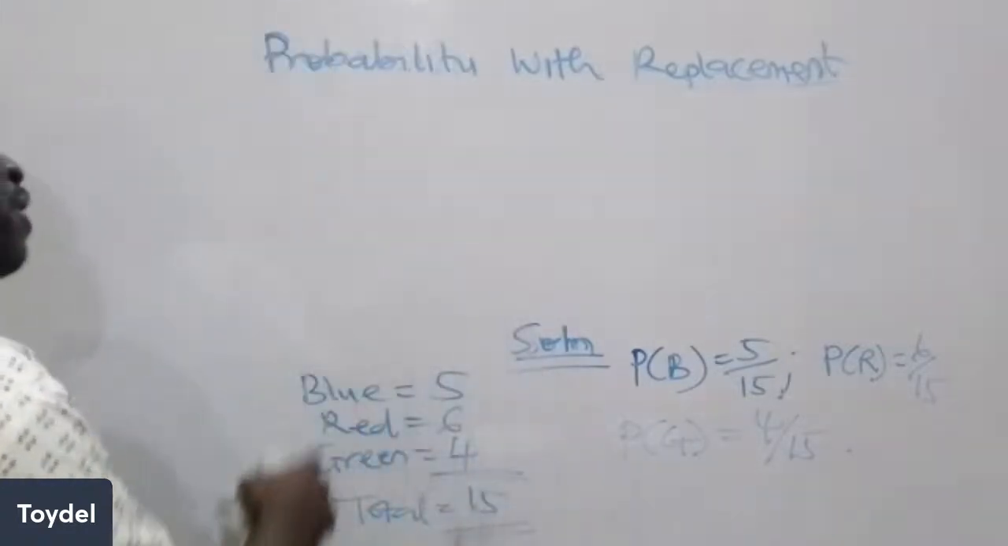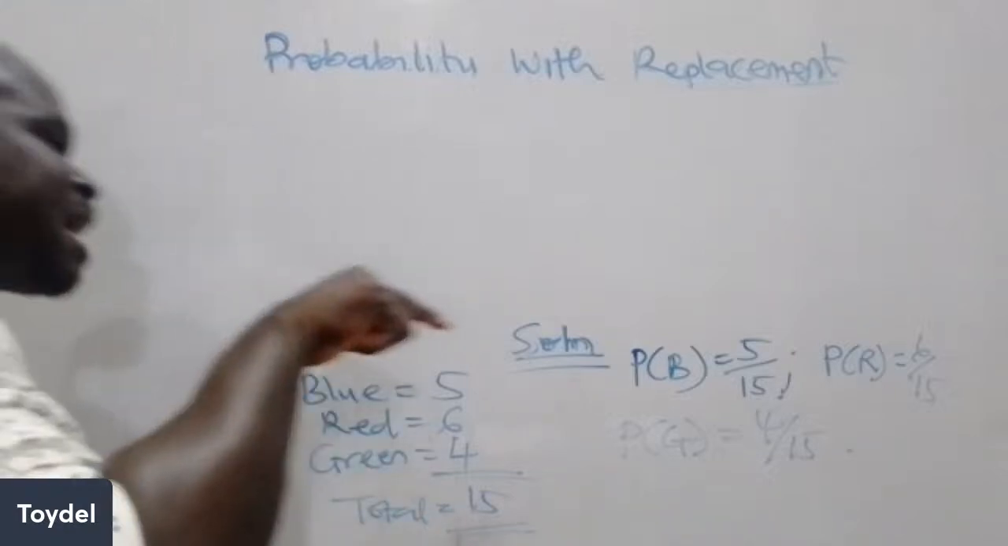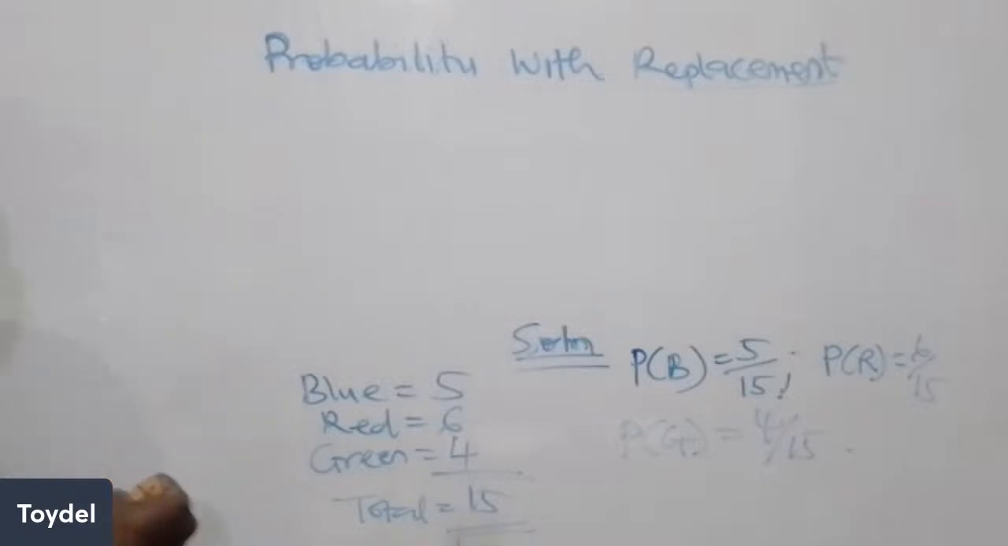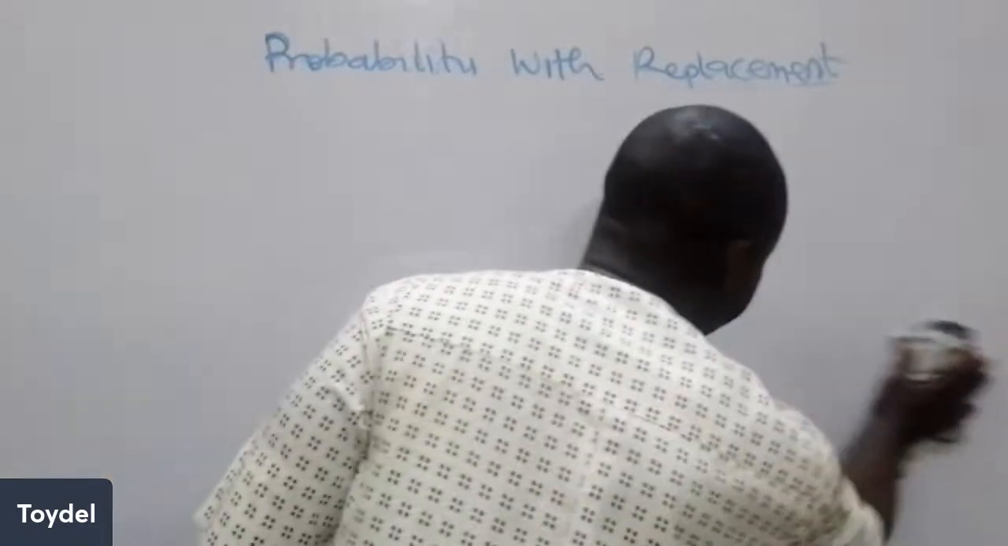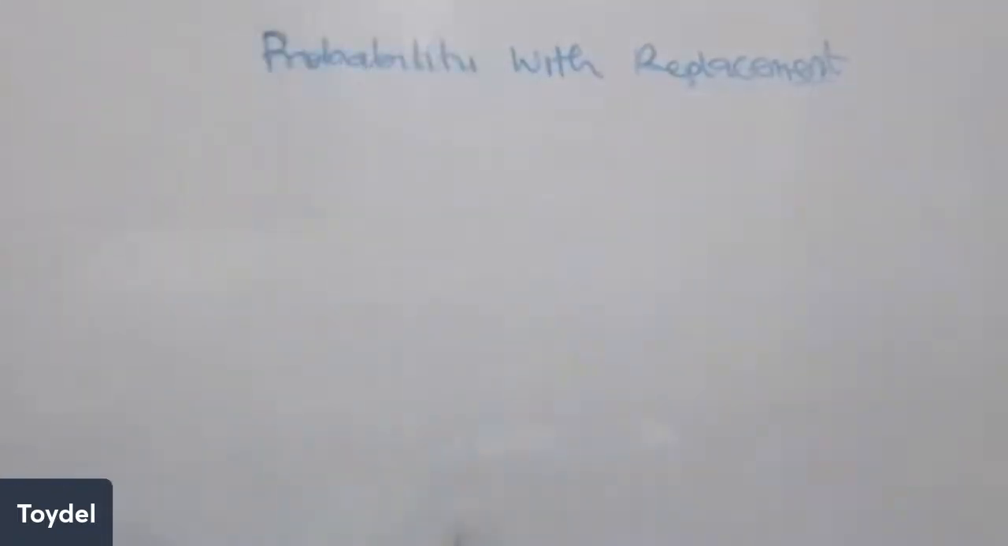But in this case now, if we first pick the first ball, let's say it's red, we are going to replace that ball before we pick the second ball. So that is the difference between probability with replacement and without replacement. But since we are discussing probability with replacement, that is the approach we are going to follow. So now let's solve the question.